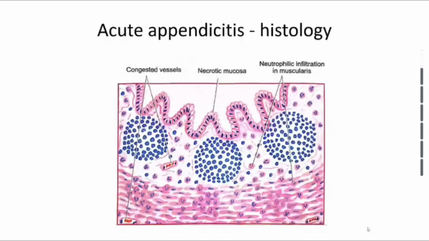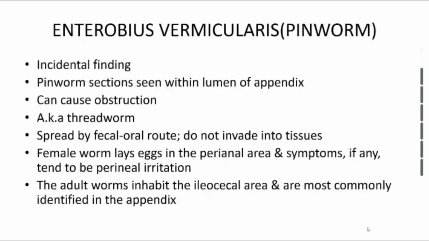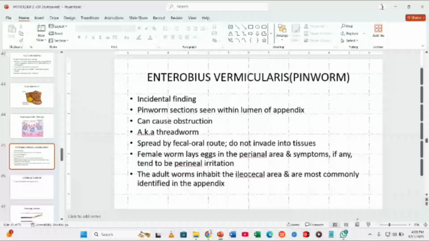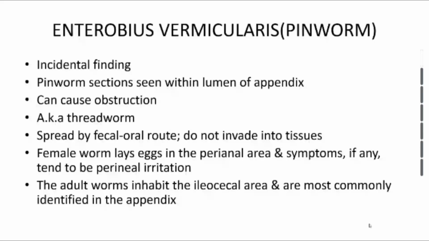Enterobius vermicularis, that's pinworm. Most of the time, this worm is an incidental finding. That is, you are doing something else, then you find it. Most of the time it is not symptomatic, so it will be an incidental finding. So this is a pinworm section seen within the lumen of an appendix.